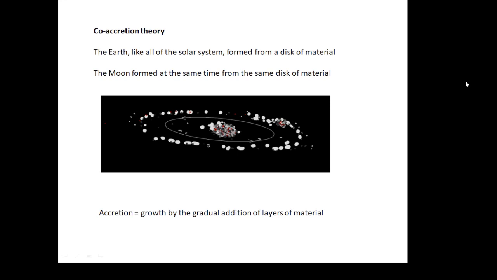Accretion means when you add to it bit by bit, and it gets bigger and bigger. If you imagine rolling a snowball downhill, it gets bigger and bigger, and that's accretion. The Earth formed in the early solar system from something called an accretion disk. We'll meet these things later on when we see different types of stars. This is a disk of rotating, spinning material, and one theory is that the Earth and the moon formed at the same time from the same disk of material. That's the co-accretion theory.